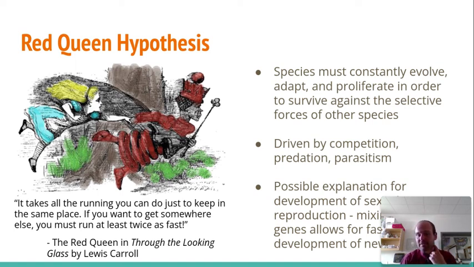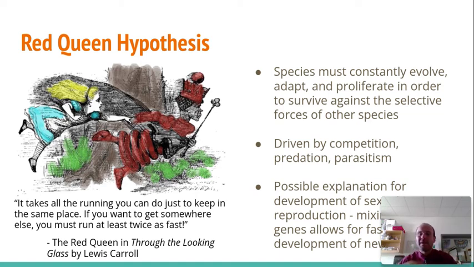So Lewis Carroll famously had the Red Queen in his story tell Alice, "It takes all the running you can do just to keep in the same place. If you want to get somewhere else, you must run at least twice as fast." So what does that mean? It means that if you stand still, everybody else is going to pass you by and you're going to lose. So species must constantly adapt.